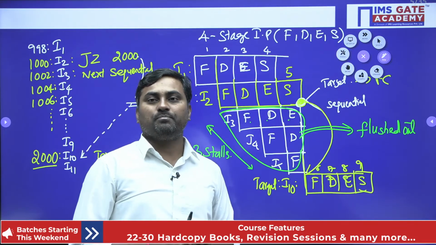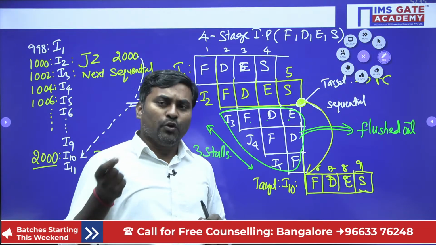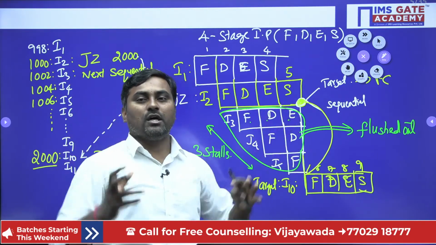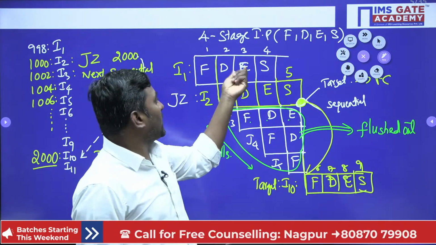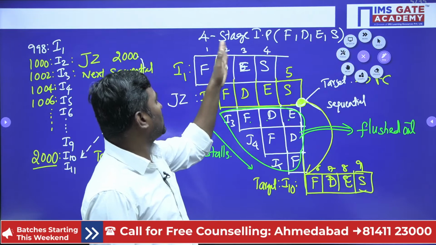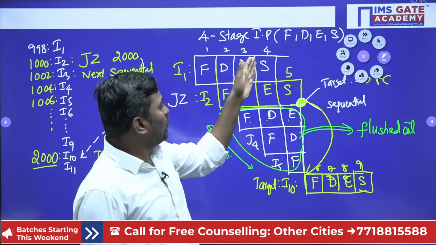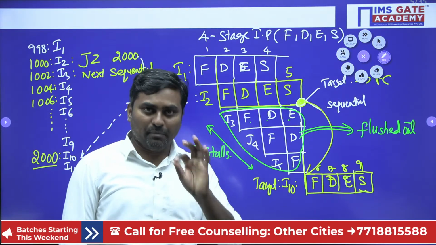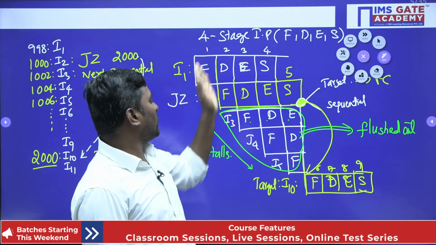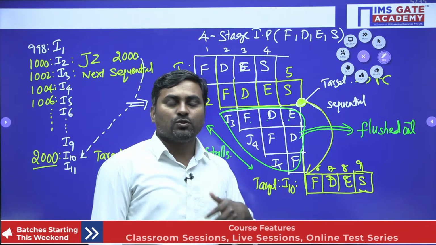3 stalls are wasted. In problem solving, sometimes they won't mention how many stalls happen. You have to understand, based on which stage of the instruction pipeline is able to generate the target instruction. Sometimes they say the execution stage gives the address of the target instruction. The execution stage number is how much? 3. 3 minus 1 is 2, so 2 stalls are wasted. But in this case I said the 4th stage is the address resolver, so 4 minus 1, 3 stalls are wasted. You see, 3 stalls are wasted or not?